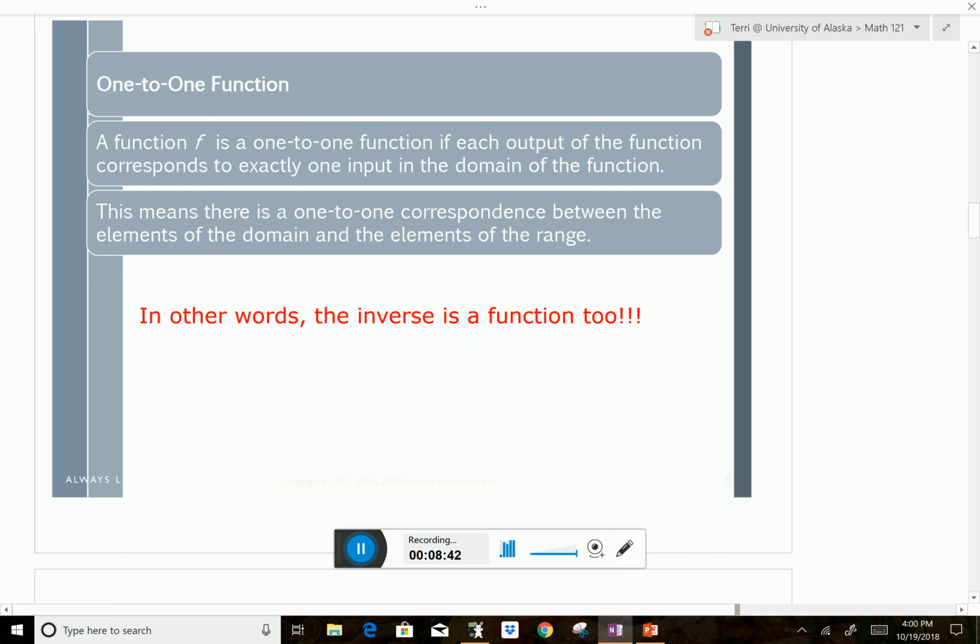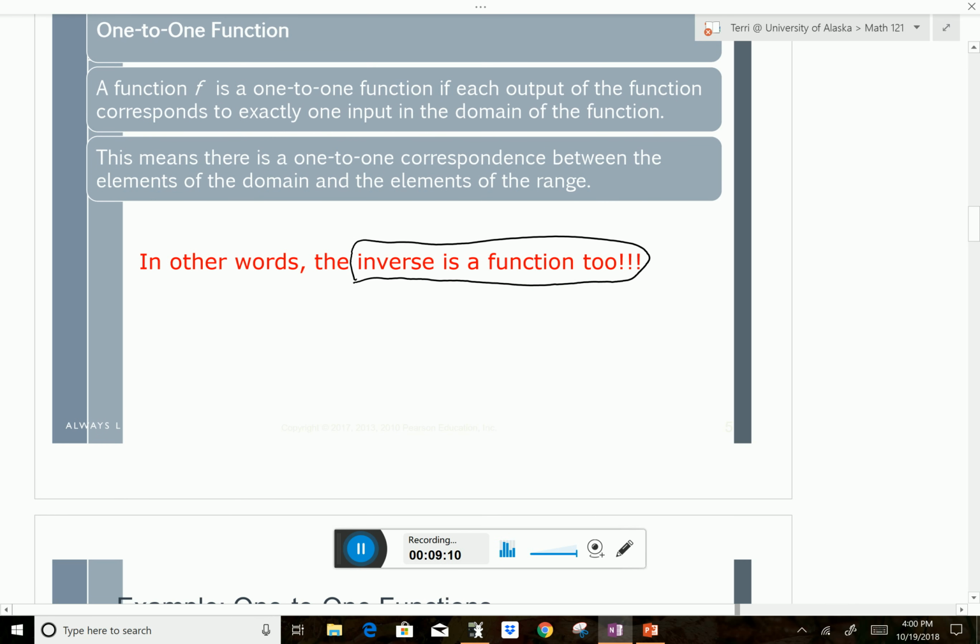So let's talk about a one-to-one function and what a one-to-one function is. A function is one-to-one if each output of the function corresponds to exactly one input. Now, a function is where each input has exactly one output, but a one-to-one function has the opposite going too. In other words, the inverse is a function too. So let's look at two examples, and you can tell me whether these are one-to-one functions.